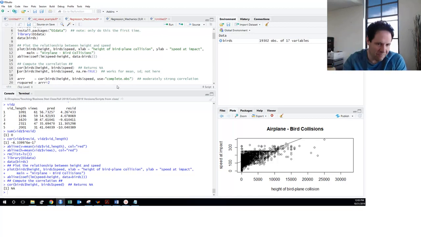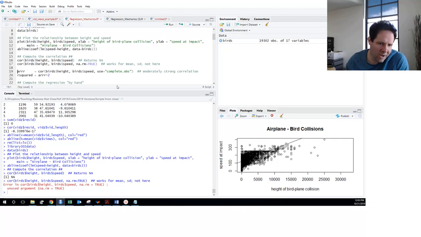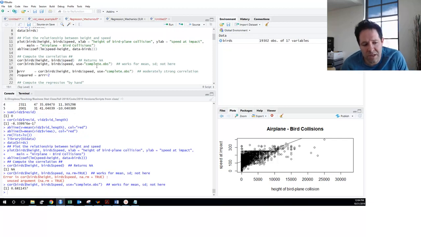For standard deviation and for mean, you just say na.rm equals TRUE, but there's a problem here: there might be some missing for height that aren't missing for speed and vice versa. So there's actually a different option for the correlation function. It just works a little bit differently. What you do is you say use equals complete observations. That is, you want the observations where you have both height and speed, and you want to use the correlation for just those observations. Compute this correlation. It's reasonably strong, 0.68.